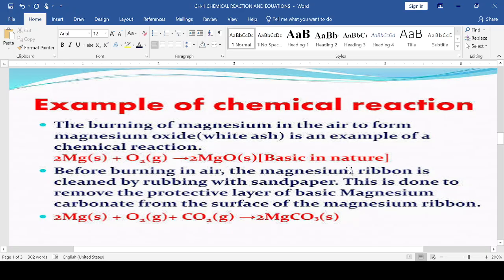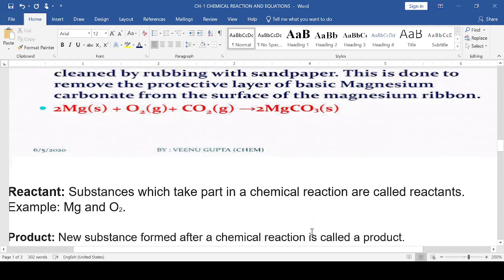Before burning in air, the magnesium ribbon is cleaned by rubbing with sandpaper. This is done to remove the protective layer of basic magnesium carbonate from the surface of the magnesium ribbon. Why are you rubbing it with sandpaper? To remove the protective layer present on the surface of the magnesium ribbon. So 2Mg plus O2 plus CO2, carbon dioxide gas, then you will get MgCO3, which is a solid.